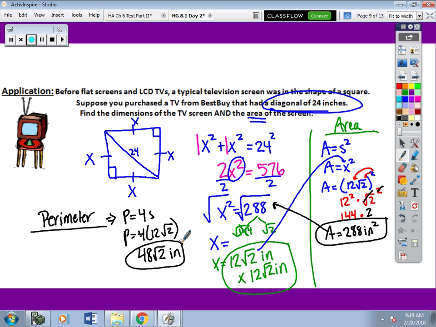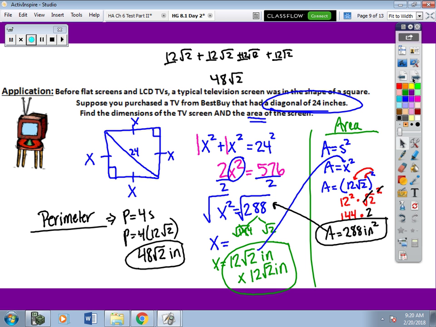If you were to actually add them all, 12 root 2 plus 12 root 2 plus 12 root 2 plus 12 root 2, make sure that whenever you add square roots, you realize that you don't actually add the root. It's like terms, like 1x plus 1x is 2x. So you would just add the outside numbers and get 48, and then you would keep that root together, in case you added them instead of using the formula.